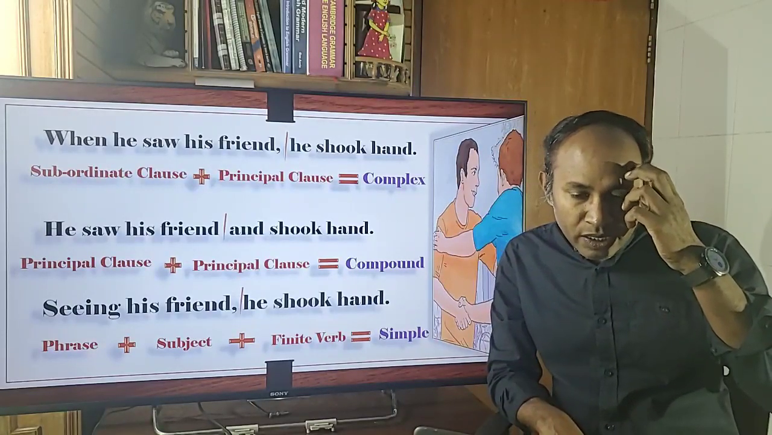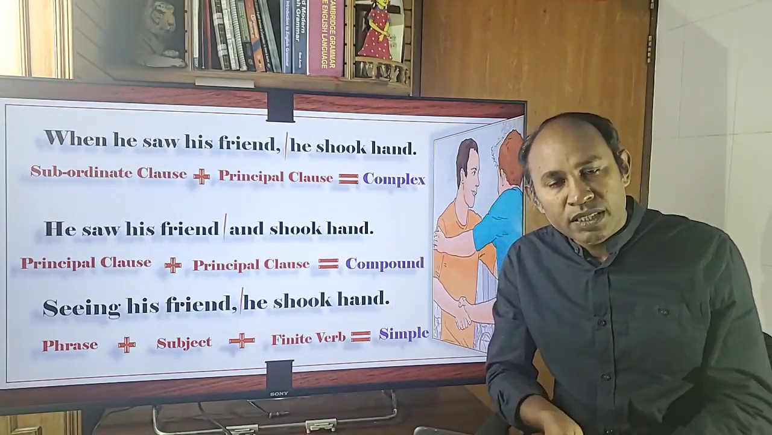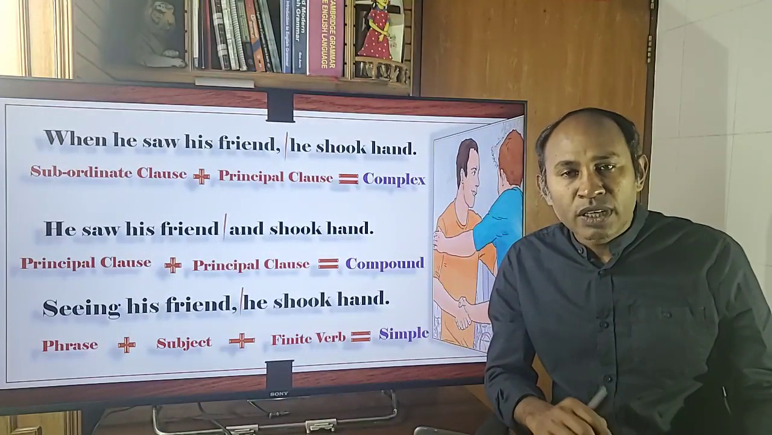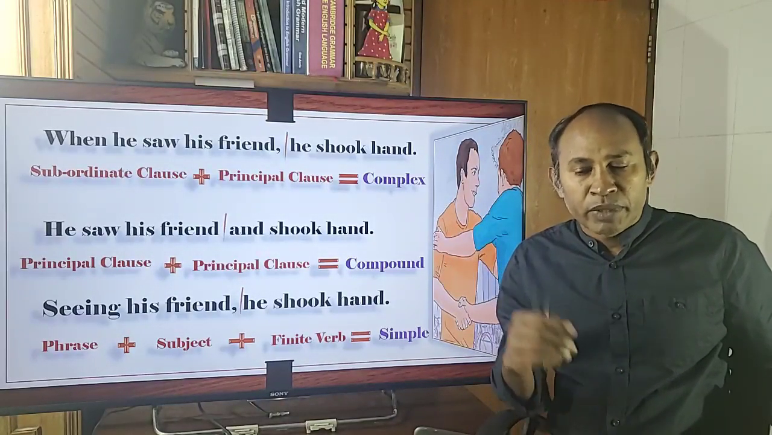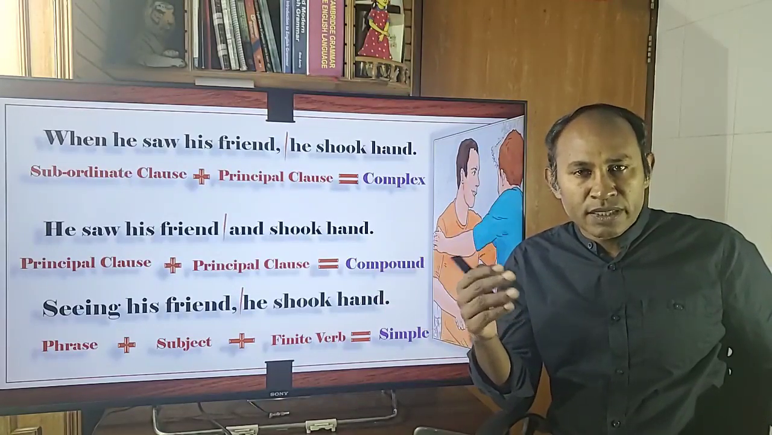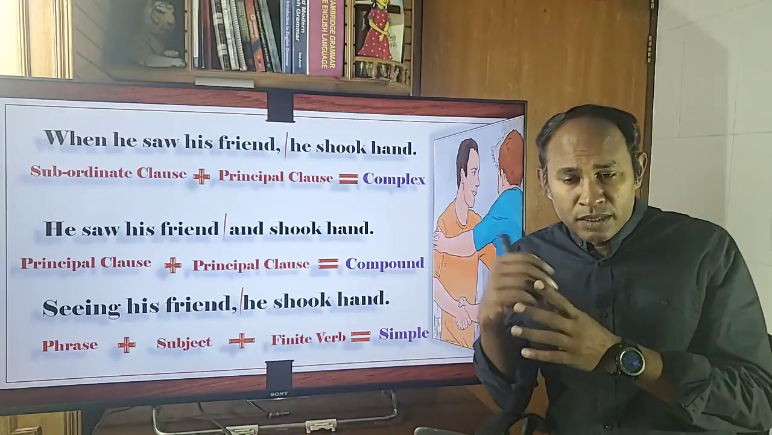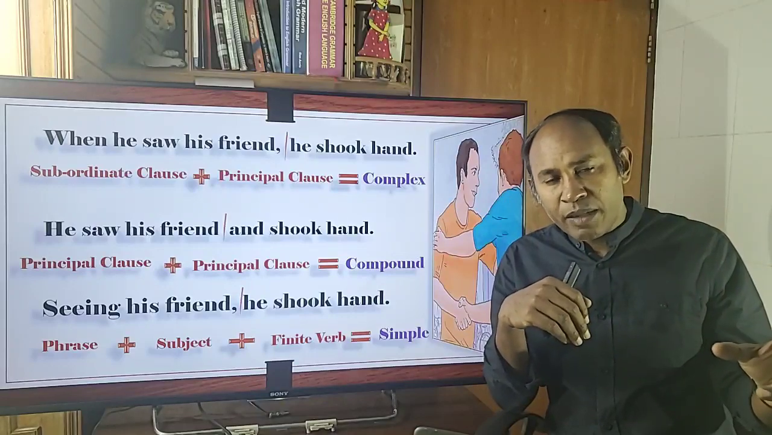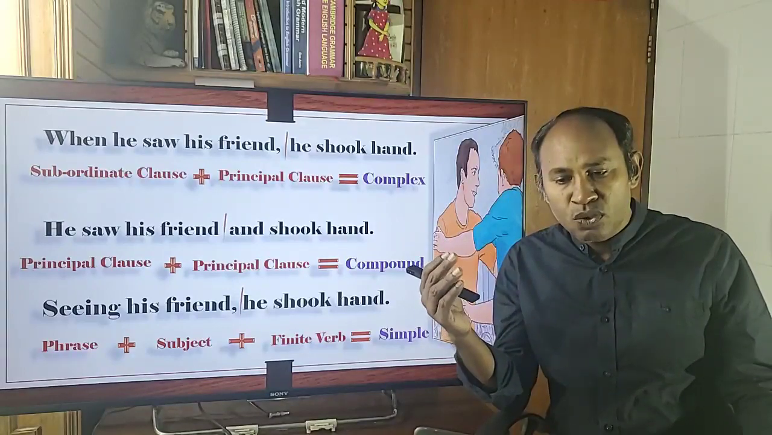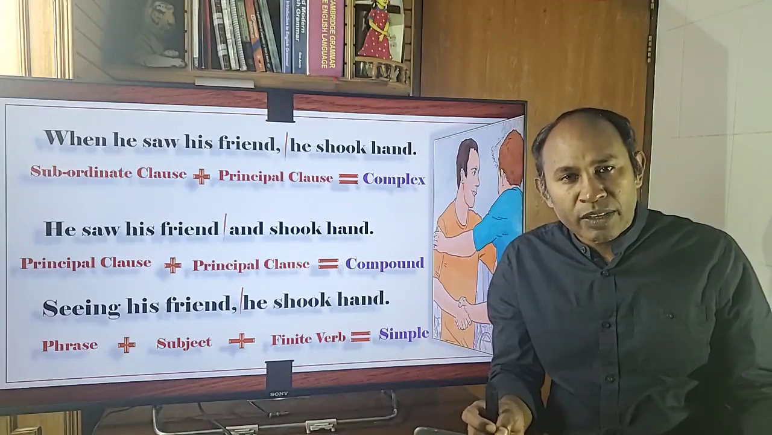Okay, so the difference between a phrase and a clause is: a phrase is a part of a sentence and a clause is also a part of a sentence. But a phrase does not have any subject or finite verb, but in a clause we must have one subject and one finite verb. So the difference is there. Both are parts of the sentence, but the difference is only in having subject and finite verb. A phrase doesn't have any subject and finite verb, but a clause must have a subject and finite verb.